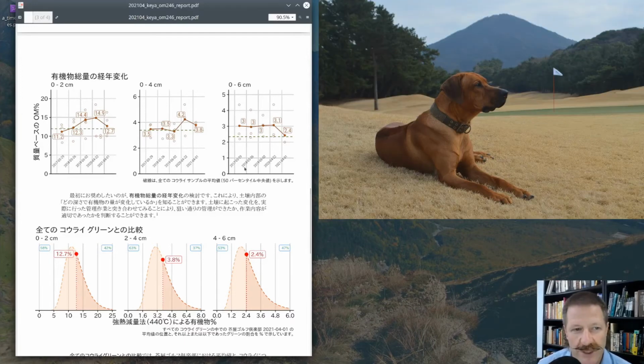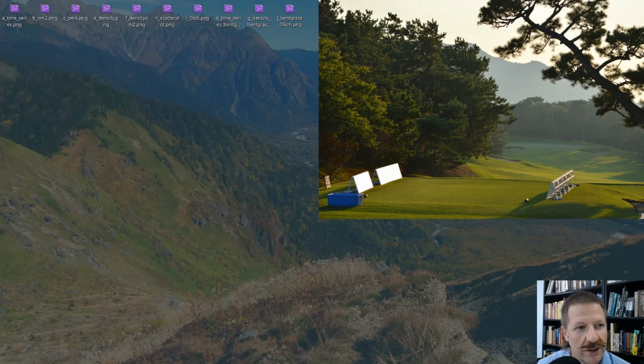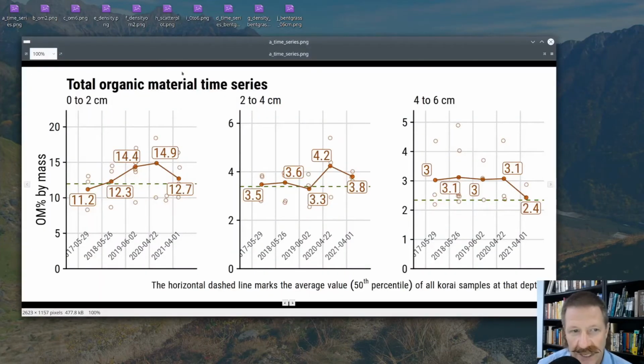Now this report's in Japanese because it's for Kea Golf Club, but I will show you how this looks if I show it in English. So these are those same data for Kea Golf Club. This one I show at the very top of the report. It's what I think is the most important, and this is the total organic matter over time.